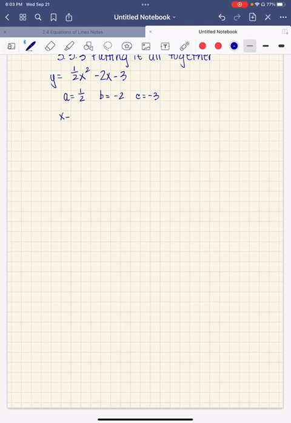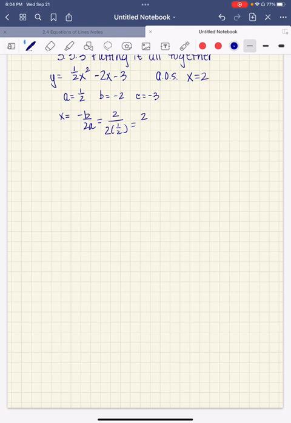The x-coordinate is going to be the opposite of b over 2a. So the opposite of -2 is +2 over 2 times 1/2. Well, that's nice because 2 times 1/2 is 1. So 2 divided by 1 is 2. Notice that's also your axis of symmetry. The axis of symmetry always cuts through the x-coordinate of the vertex. So my axis of symmetry, don't forget your notation. It's important. You don't want to lose points for careless mistakes like that.